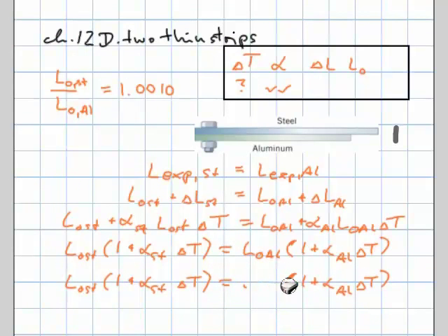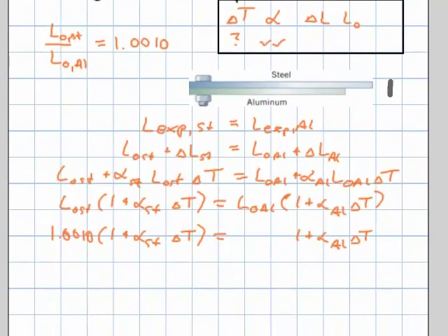Okay, so I divide by that length of the aluminum, and therefore on the left hand side I have that factor 1.0010. I wonder why my handwriting has never improved, and I apologize for that too, that it hasn't.